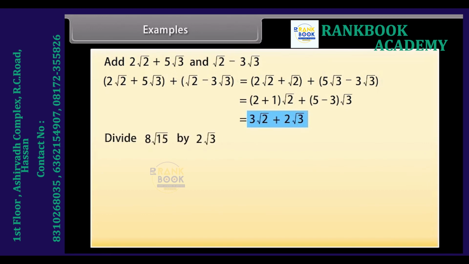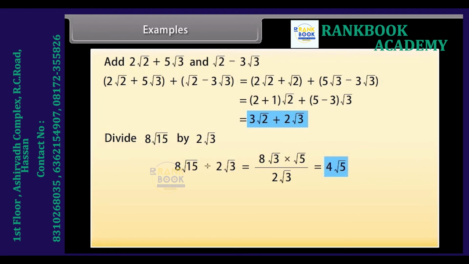Let's now divide 8 square root 15 by 2 square root 3. We will write it in this way. We can write 8 square root of 15 as the product of 8 square root of 3 and square root of 5. Hence, the answer we get is 4 square root of 5.